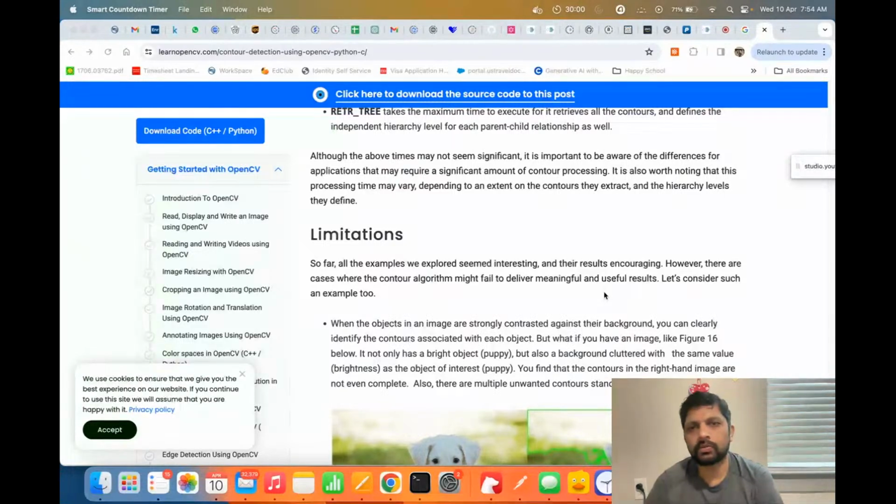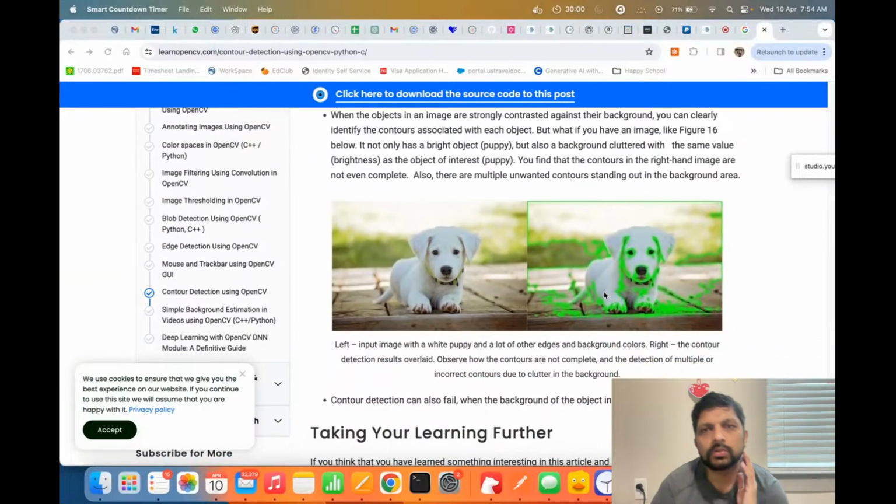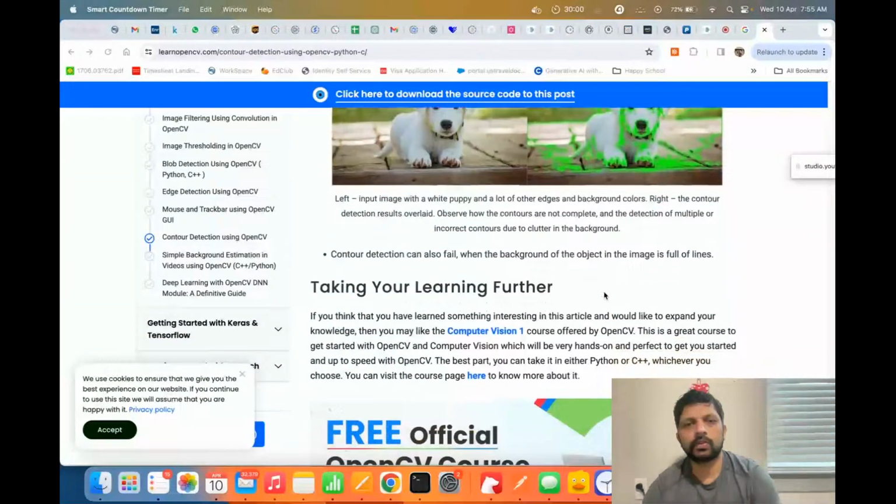Let's go with it. Objects in an image are strong, the object and also the background.